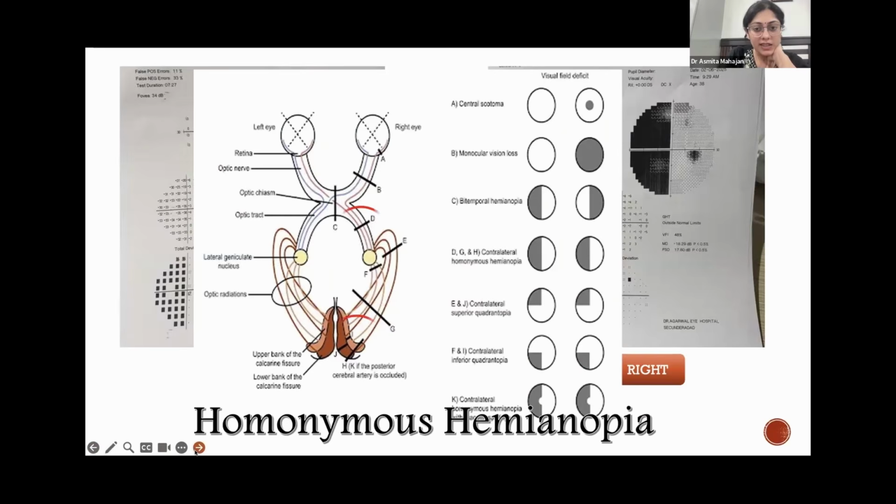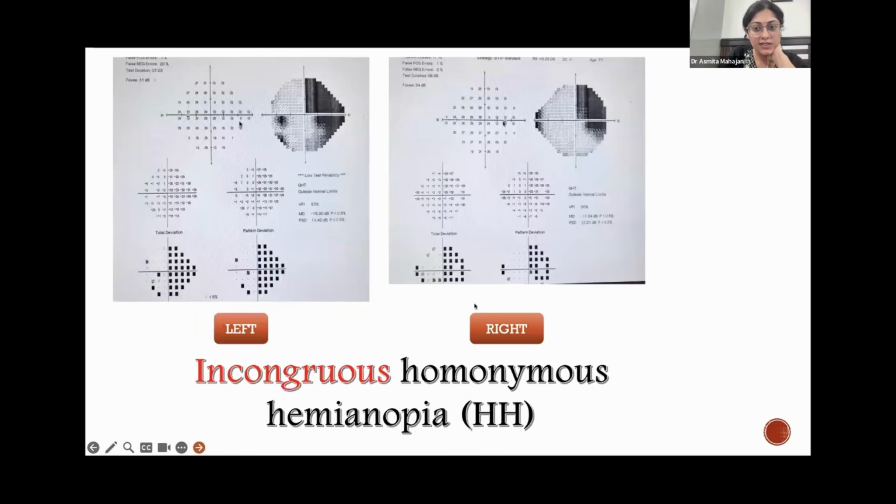But that doesn't mean that these visual field defects don't exist, where if you look at this, it looks like a bit exaggerated version of a quadrantanopia, and this is almost like a hemianopia. So they are respecting the vertical midline. They are on the same side of the vertical midline, but they're not an exact replica of each other. That is what is called an incongruous visual field defect.